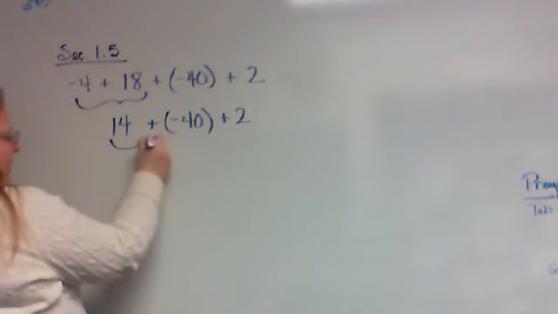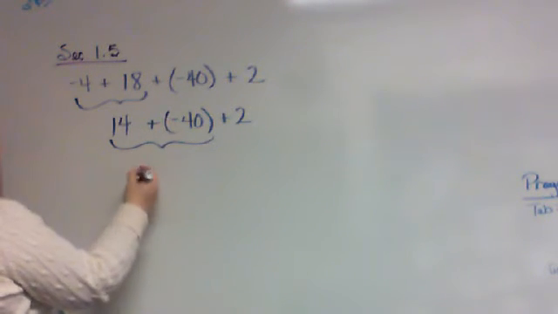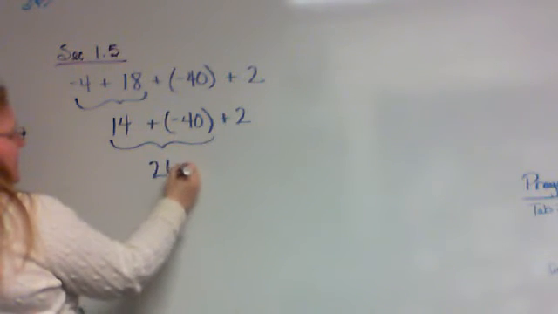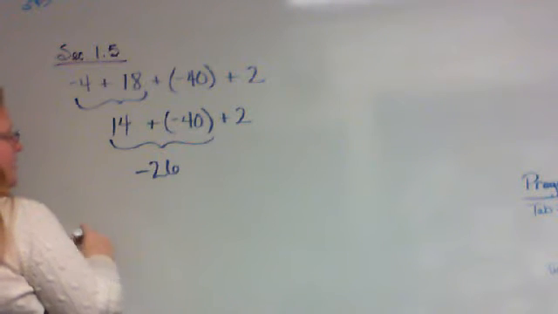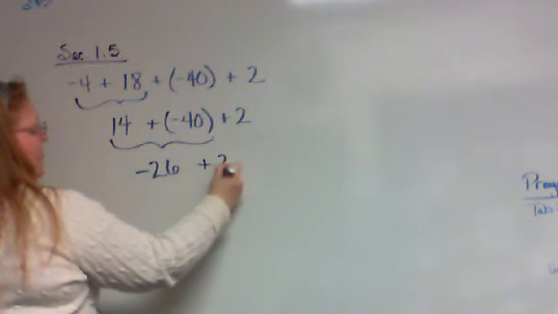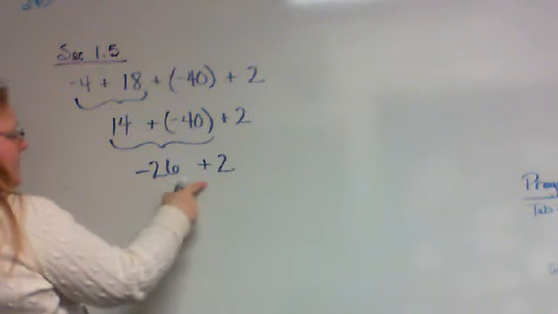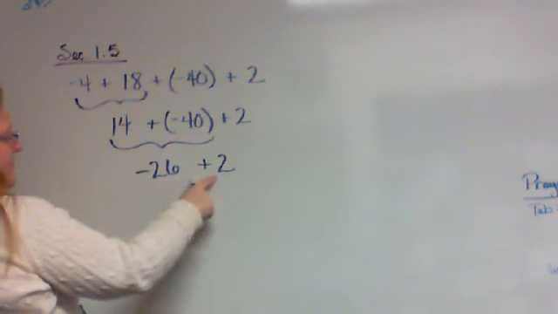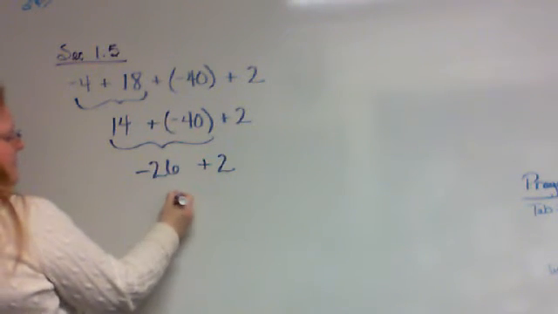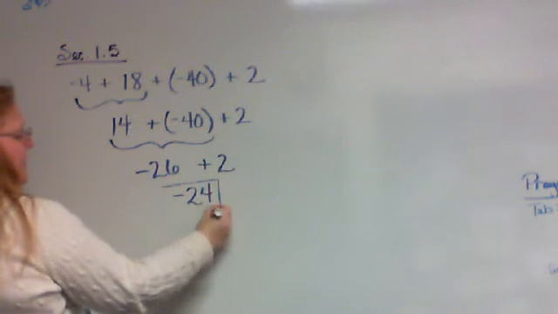So, now I come back. Do these two. Different signs, so we subtract. 14 from 40. It's 26. Keep the sign of the larger number, so it'll be a -26. Drop down what we didn't use. Then I can do these two. -26 plus 2. Different signs means we subtract. So it'll be a -24 because we keep the sign of the larger number.